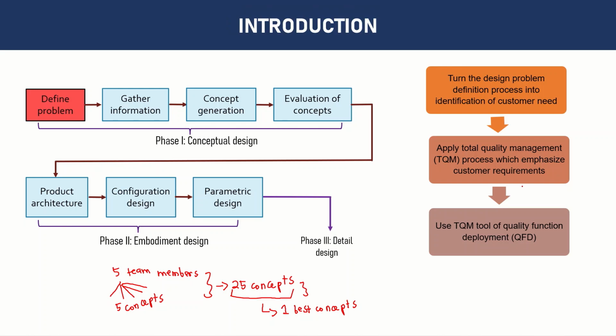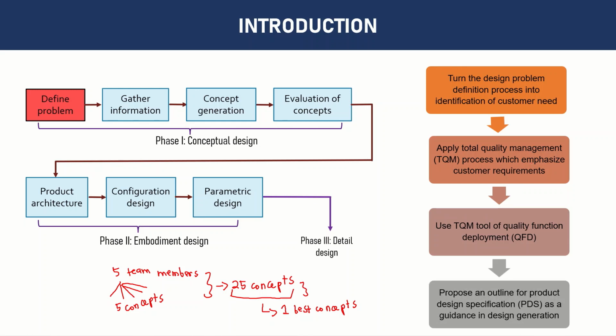So using this QFD, we can match the customer requirements with the engineering characteristics, the ones that we will do the analysis on: what we are going to improve in the product, in terms of engineering features. And then propose an outline for the product design specification, PDS, as guidance in design generation.